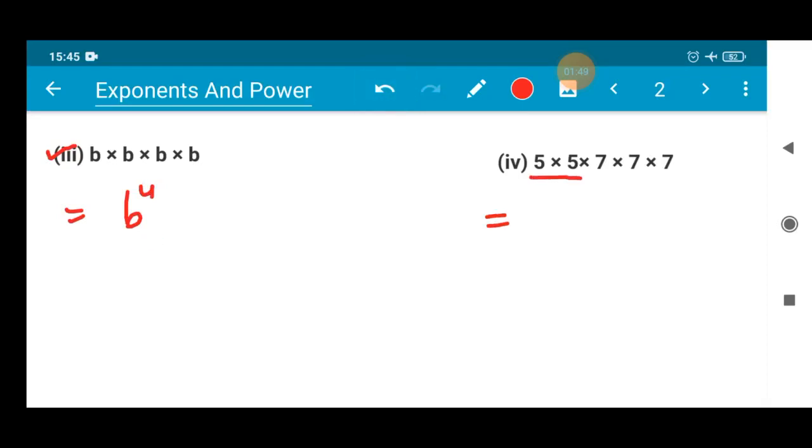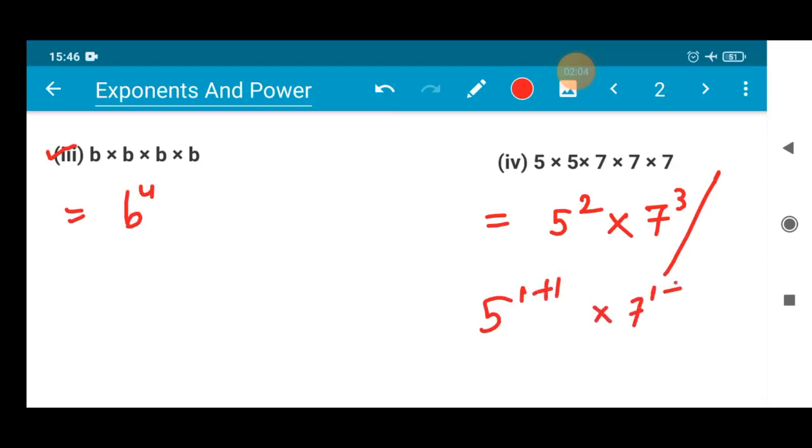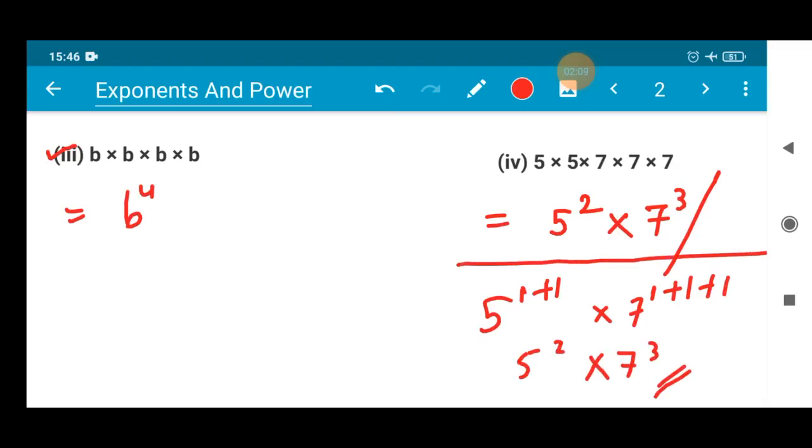Now over here the bases are different in some cases. So 5 here it is 2, into 7 there is 3. So you can use the rule or the law 1 here, that when you have the same base, 1 plus 1. 5 is repeated 2 times and 7 is repeated 3 times, so 5 square into 7 cube shall be written. Okay, so this is the way of doing.